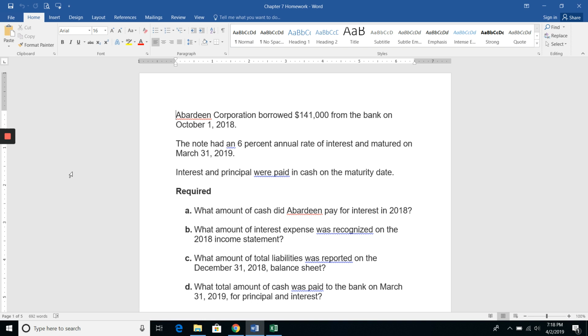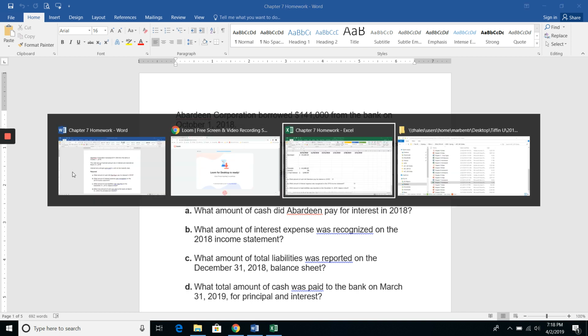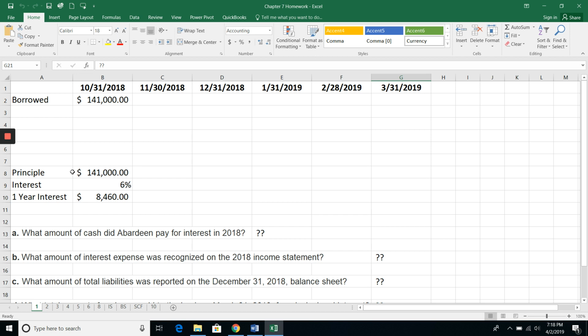So let's take a look at what this looks like on a timeline and take a look at our questions that are associated with this assignment. So in October, we borrowed the $141,000. So the first question is, what amount of cash did Abdrin pay for interest in 2018?